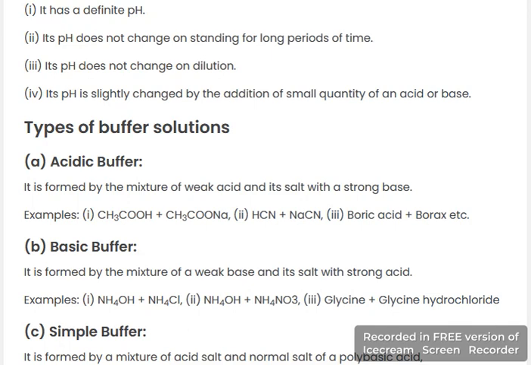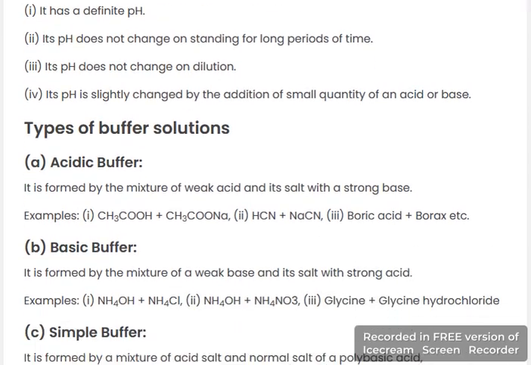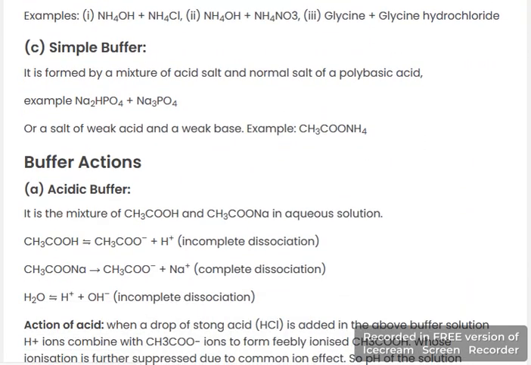Types of buffer solution. Acidic buffer: it is formed by a mixture of a weak acid and its salt with a strong base. Example: CH3COOH. Basic buffer: it is formed by a mixture of a weak base and its salt with a strong acid. Example: ammonium buffer. Simple buffer: it is formed by the salt of a weak acid and a weak base.